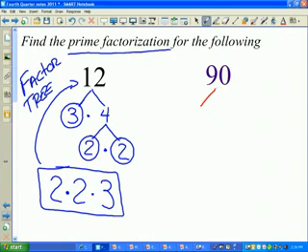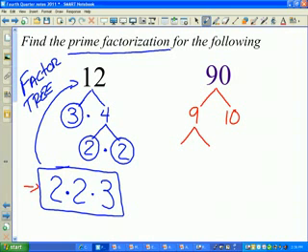So for 90, we can start any which way. We can say 3 times 30. We can say 9 times 10. We can say 45 times 2. It doesn't matter which set of numbers you start out with. No matter what, your prime factorization is going to be exactly the same. So let's just say, oh, I don't know, 9 times 10.